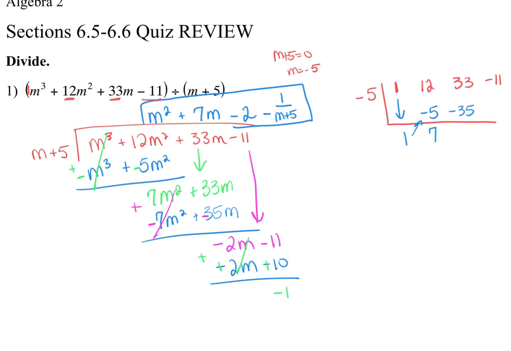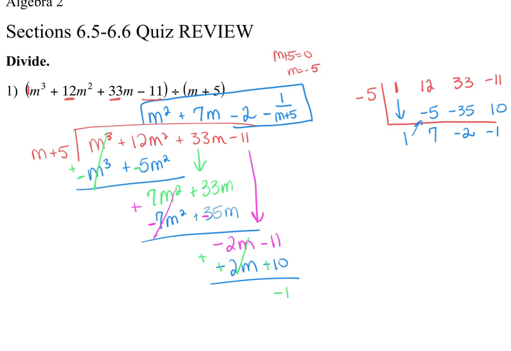Then I'm going to add down. 33 and negative 35 give me a negative 2. And then I'm going to multiply up. Negative 5 and negative 2 give me positive 10. And once again, add down. Negative 11 and positive 10 give me a negative 1.